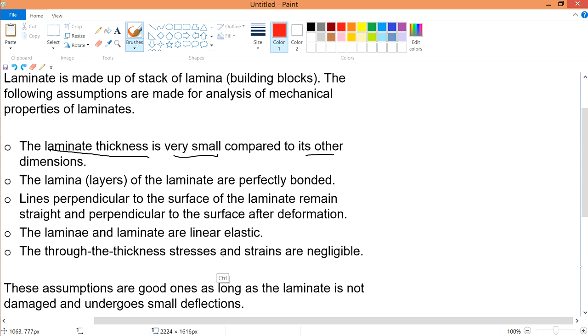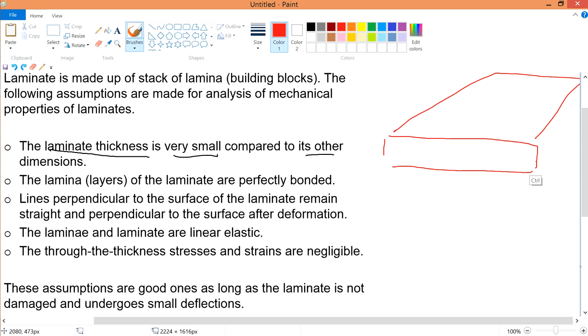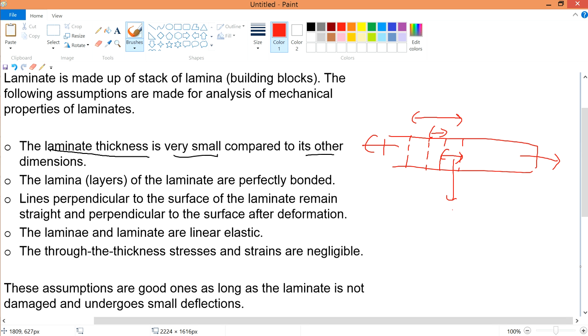Then over here, through-the-thickness stresses and strains are negligible. Through the thickness, if I go into 2D now, this is the 3D form. If you were to stretch this thing, the section in between will actually be stretched. We are not keen to look at this strain. We assume only the overall strain.